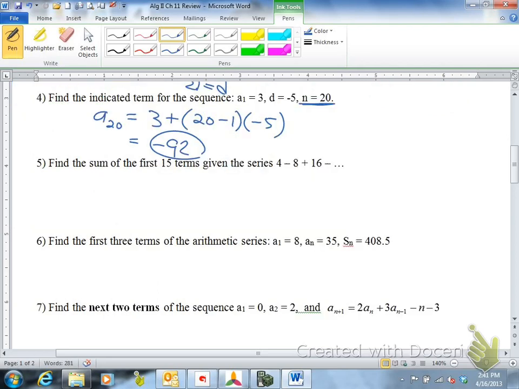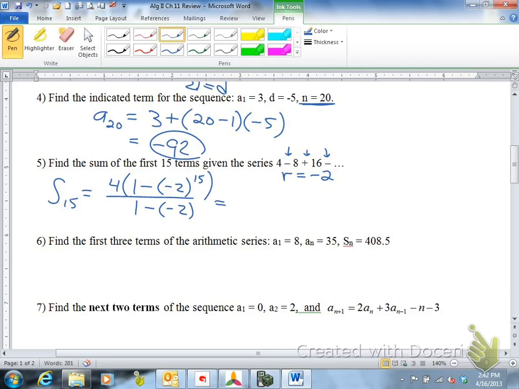For number 5, find the sum. This is geometric. R is negative 2. Multiplying by negative 2. Anytime the sign alternates, then you know it's geometric. So the sum of the first 15 terms would be the first term, 1 minus your r, which is negative 2, raised to the 15, divided by 1 minus negative 2. Be careful when you type this in your calculator. The answer you should get is 43,692.